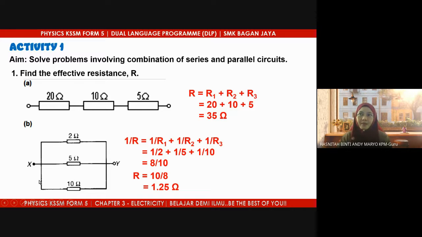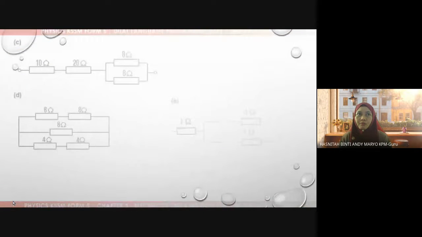Okay, so A and B, any problem, students? Can you find effective resistance for A and B? We have 31 persons here now. Ching Xiang, I hope you don't have any problem. Yeah, Jun Yu, Zerlin, Zeryun, Yuan Han. Make sure you do it together. Then only you can understand how to solve a combination.